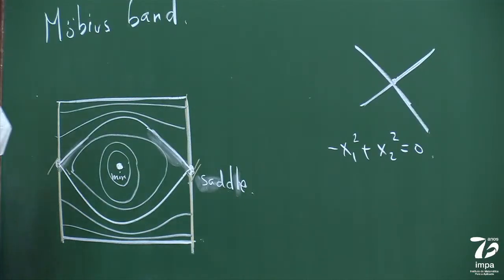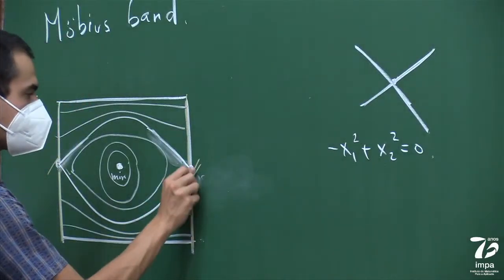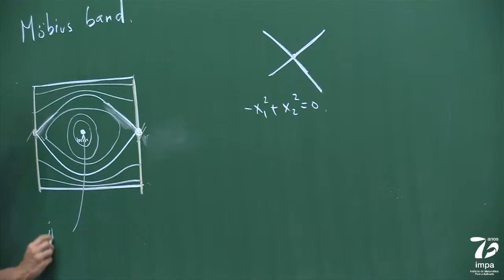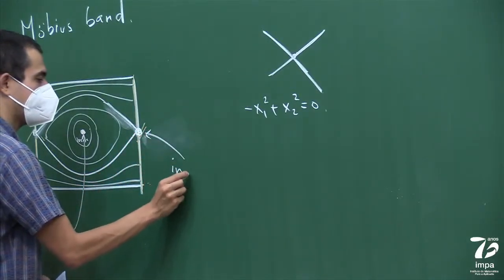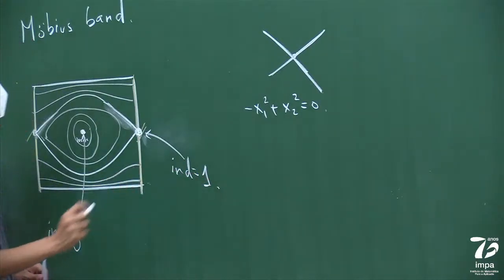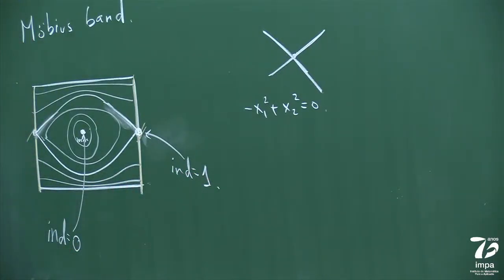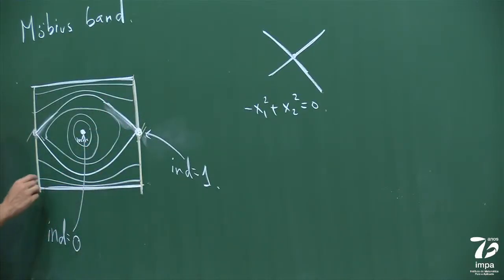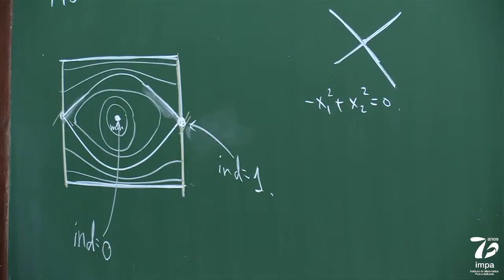Okay, so this is a critical point. And the index here, this one has index equal to 0, and this one has index equal to 1. And then there's no index 2 critical point here. And the maximum of the function is attained along this. But because you're on the boundary, these are not critical points.